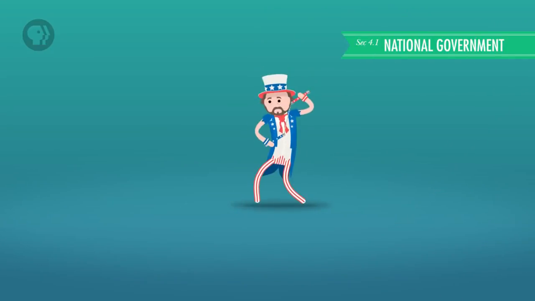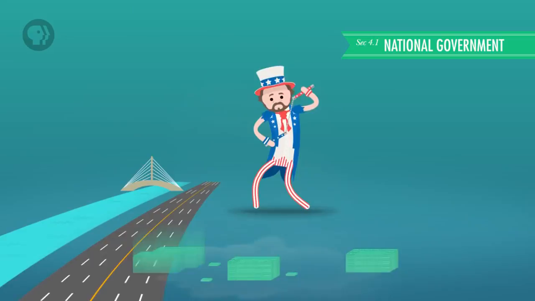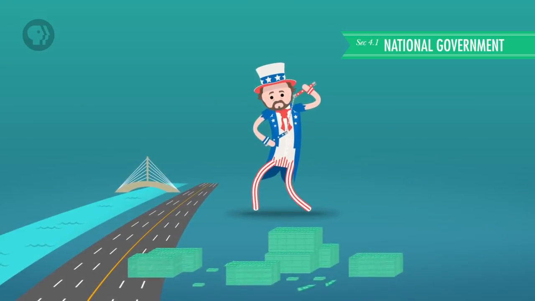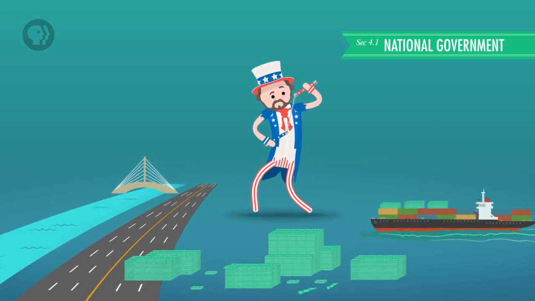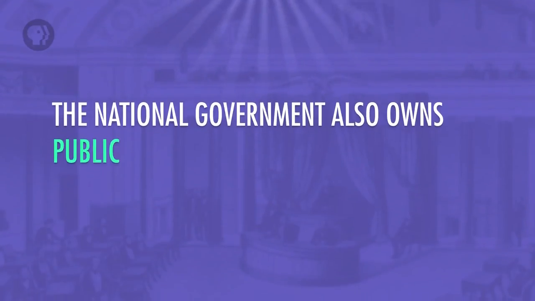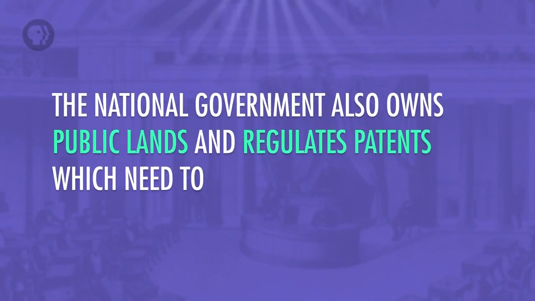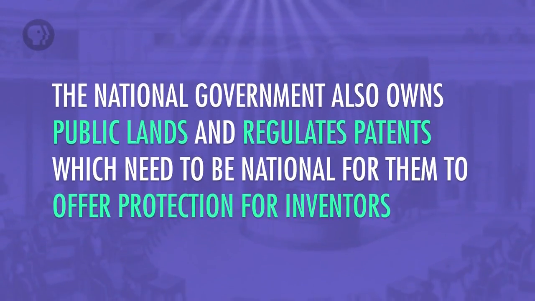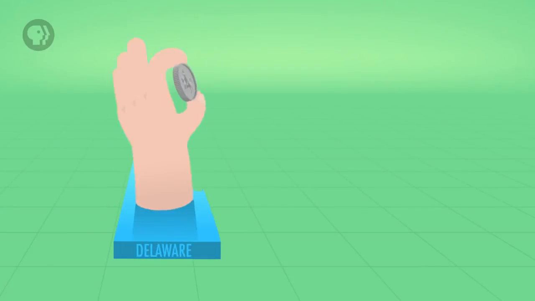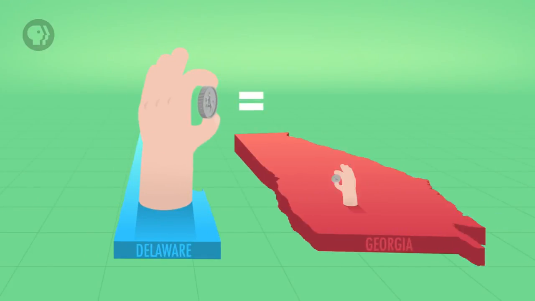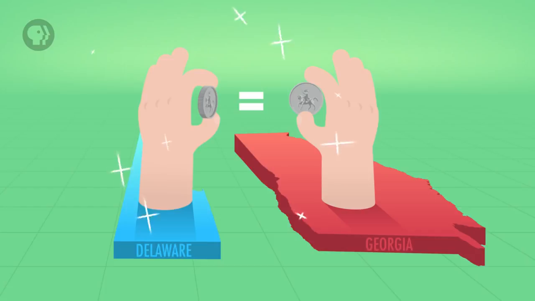The national government had jurisdiction over internal improvements like interstate roads and canals, subsidies to the states, and tariffs, which are taxes on imports and thus fall under the general heading of foreign policy. The national government also owns public lands and regulates patents, which need to be national for them to offer protection for inventors in all the states. And because you want a silver dollar in Delaware to be worth the same as a silver dollar in Georgia, the national government also controls currency.